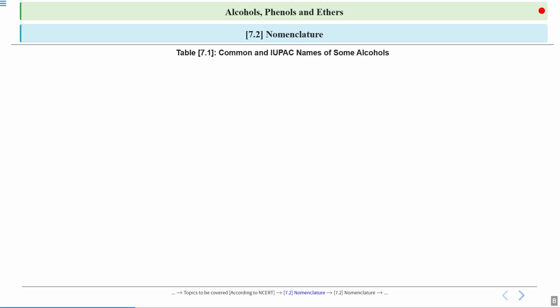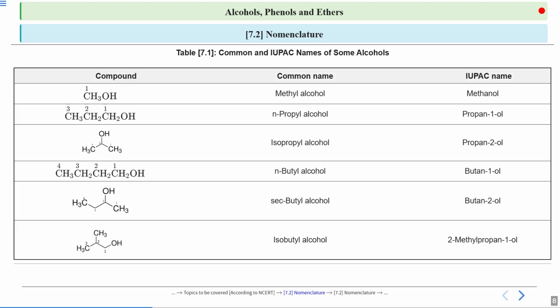Let's see Table 7.1 showing the common and IUPAC names of some alcohols. So this is the table having compound column, common name, and IUPAC name column. First compound is the simplest alcohol, methanol. Common name is methyl alcohol.